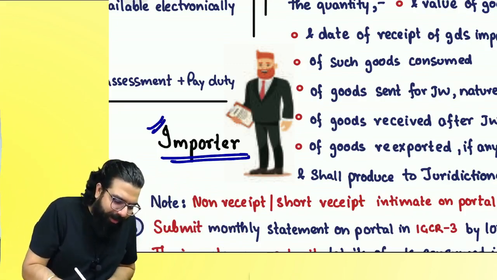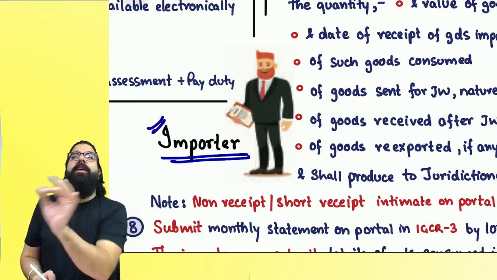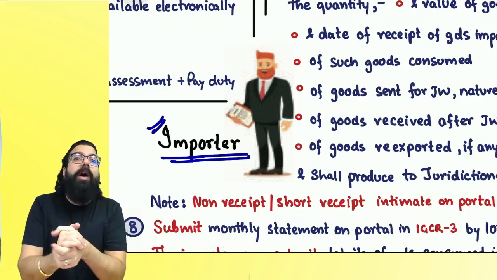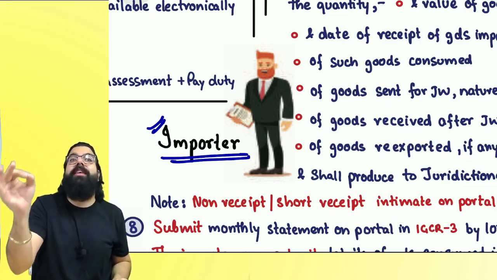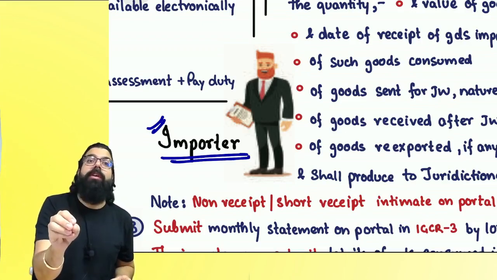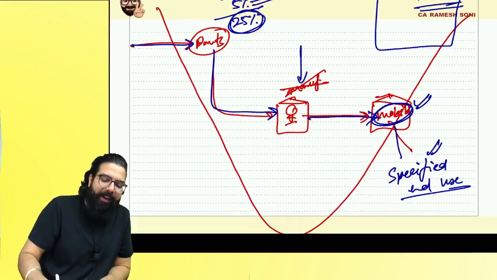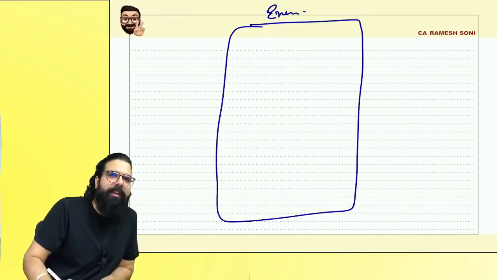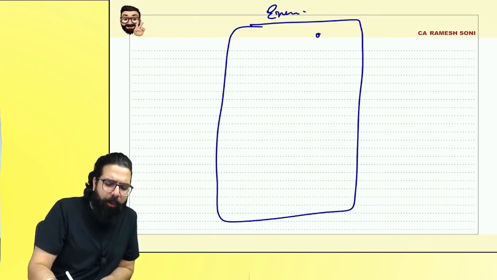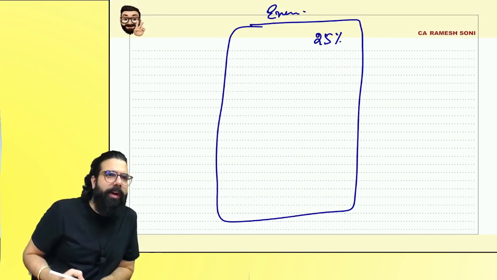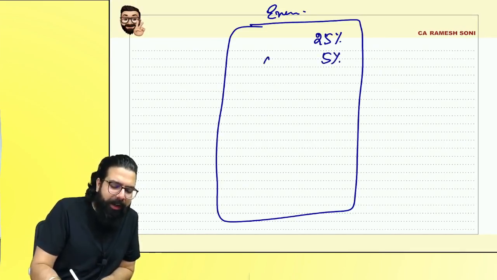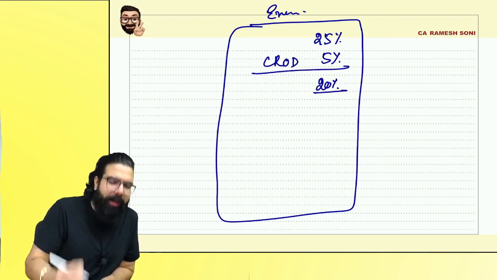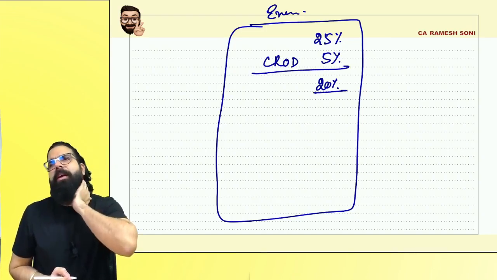Whenever you are an importer, first of all, when do you have to follow these rules? When do you have to follow the Customs import of goods at concessional rate of duty rules? For example, the government issued an exemption notification saying that from today, whoever is importing paper, instead of a rate of duty of 25%, only 5% concessional rate of duty has to be paid. And how much concession will be given? 20%.